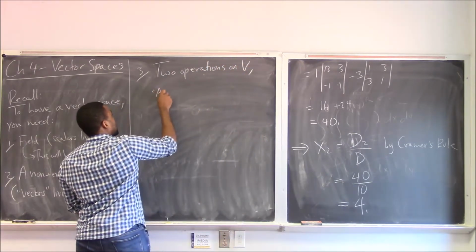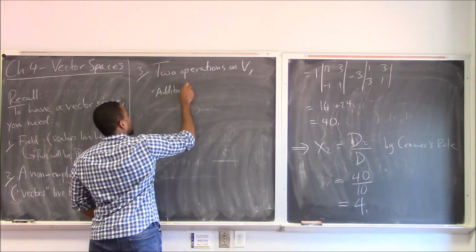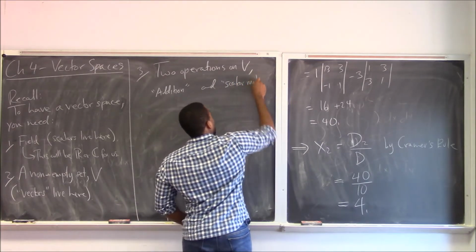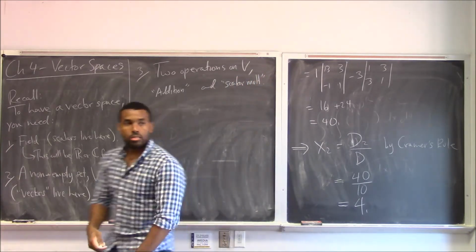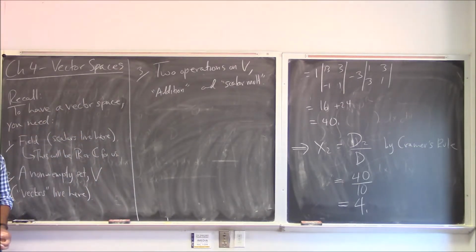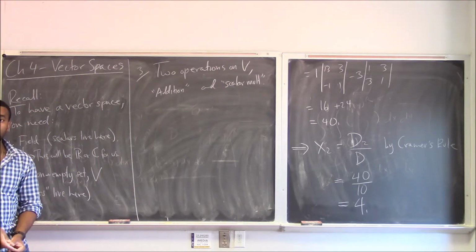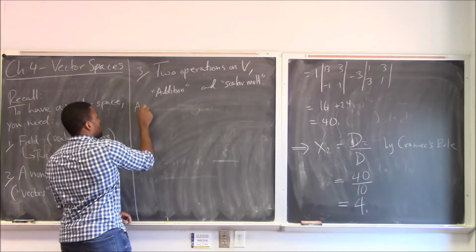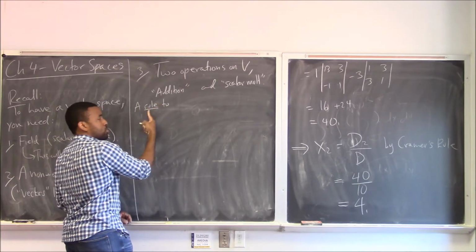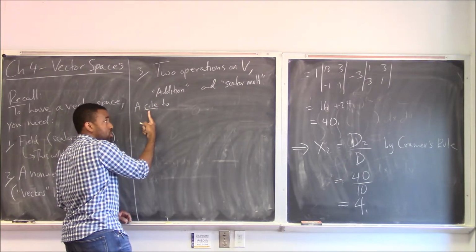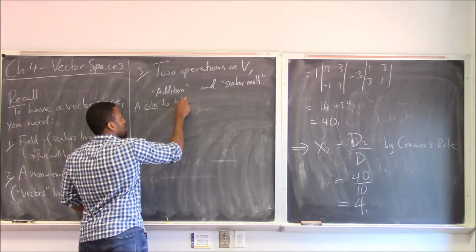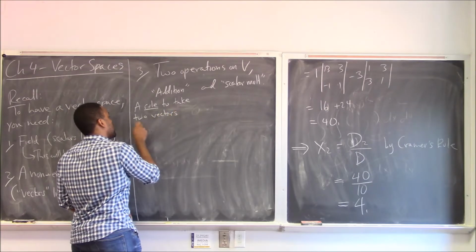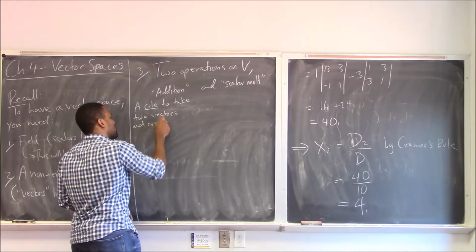Which we would call addition and scalar multiplication. How do you describe addition? Tell me how you would think of it. You take two elements. Right? A rule, and of course the rule would depend on context, whatever would make sense to you in context, to take two vectors and create another vector.